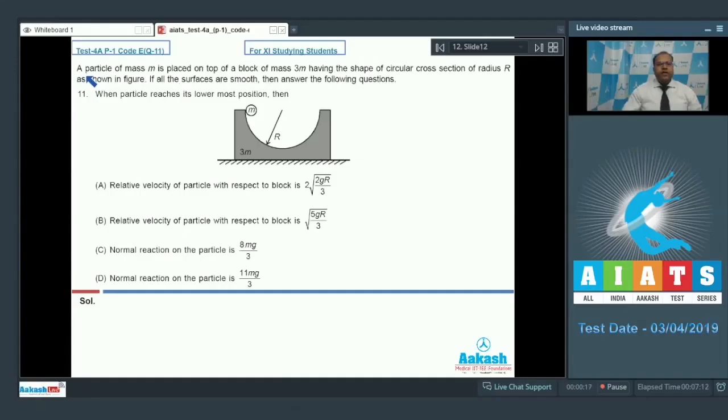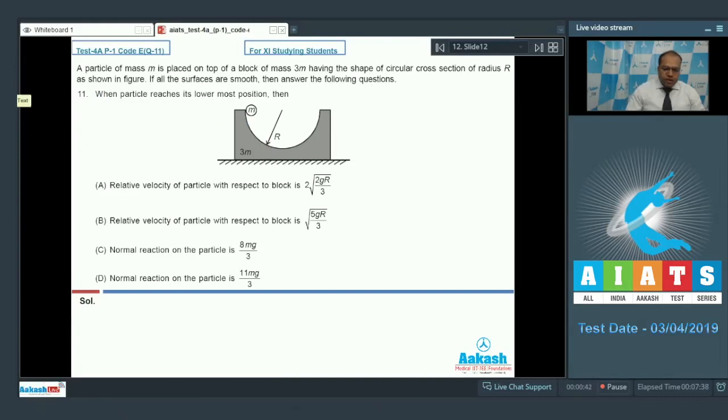In the first paragraph containing question number 11, 12 and 13, it is given that a particle of mass m is placed on top of a block of mass 3m having the shape of a circular cross-section of radius r as shown in figure. If all the surfaces are smooth, then answer the following questions. When particle reaches its lowermost position, then. So this is the graph of the paragraph.